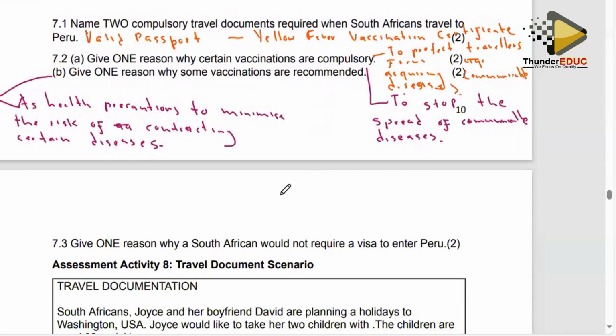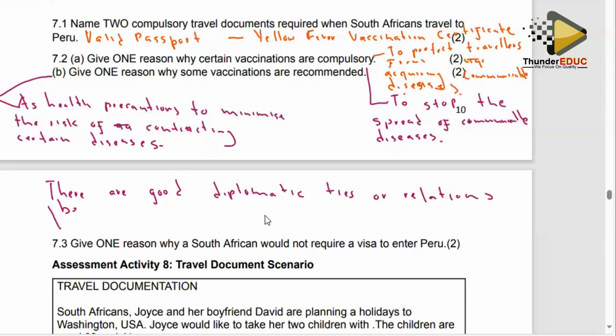Then give one reason why a South African would not require a visa to enter Peru. One reason, there are good diplomatic ties or relations between Peru and South Africa.